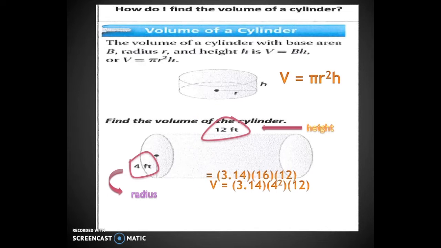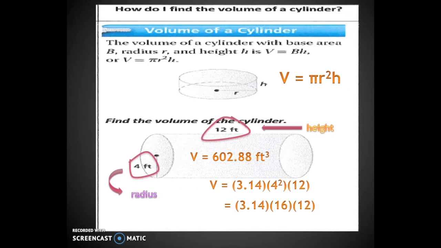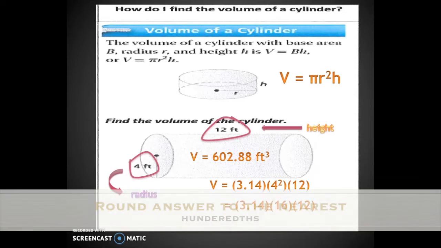So let's simplify that out. And we're going to have pi times my radius squared, which is 16, times 12. When we multiply all of that information, volume is equal to 602.88 feet cubed. Hope that's making sense.